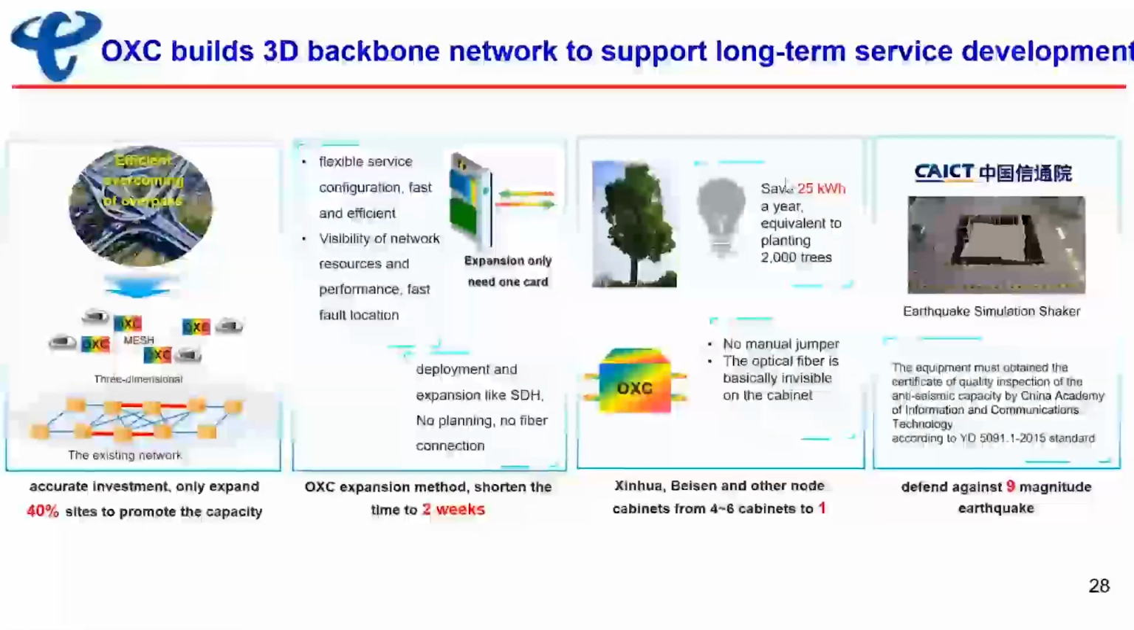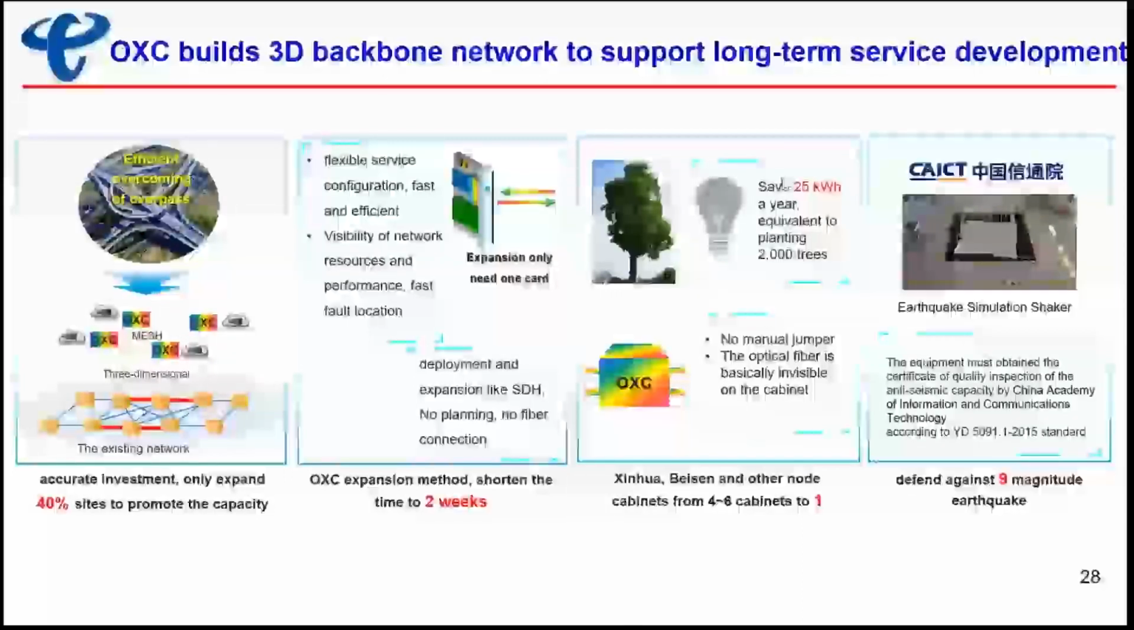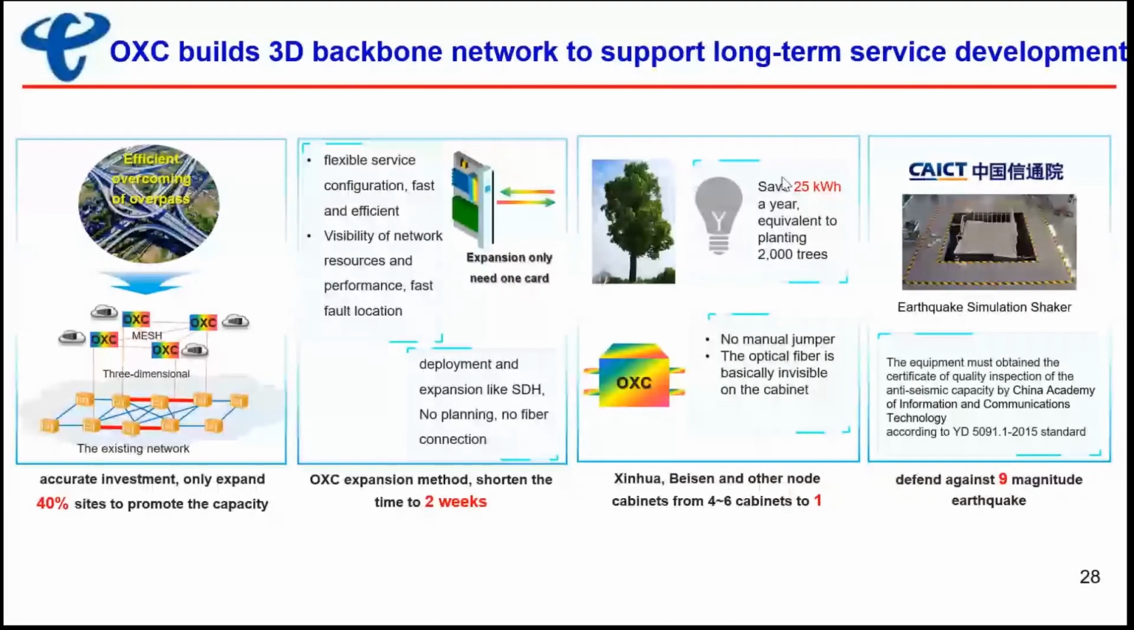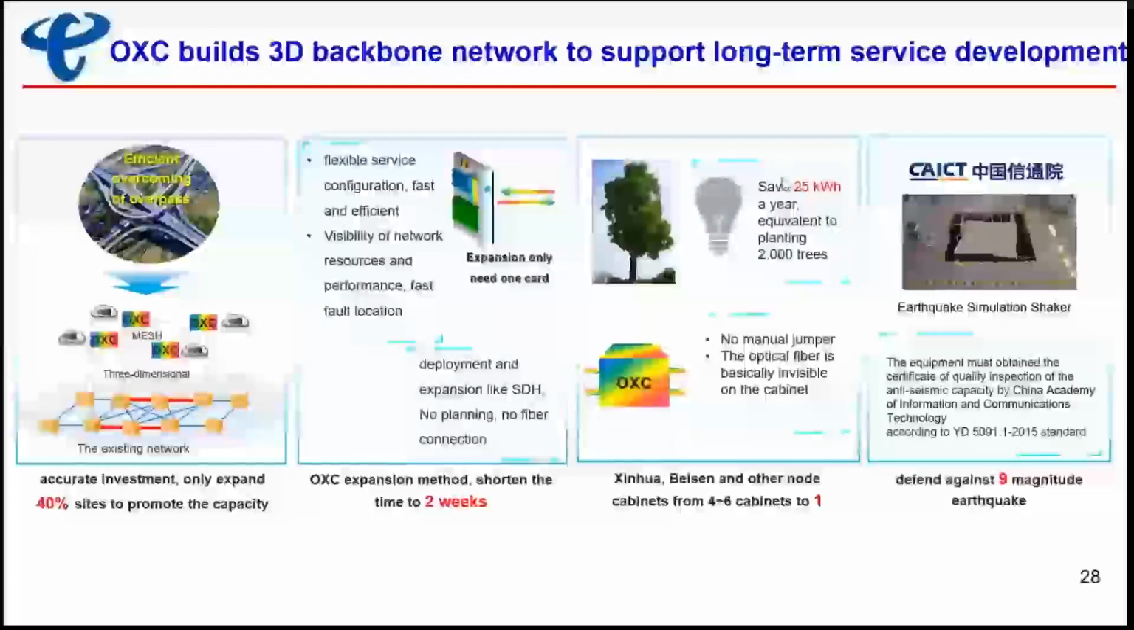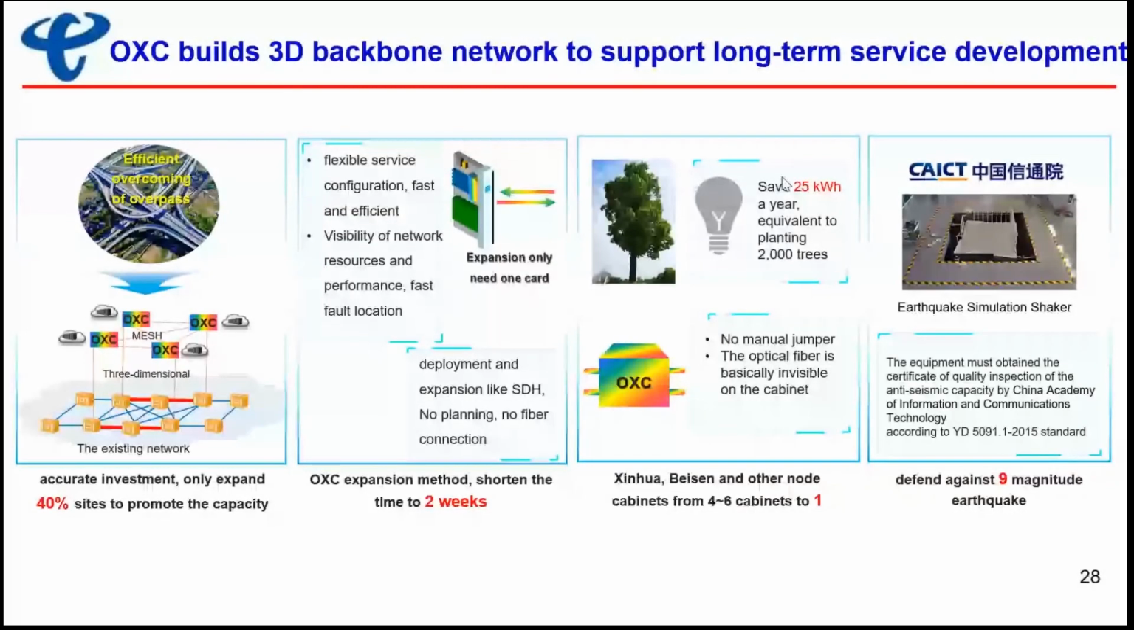In addition, the OXC solution using optical backplane technology greatly saves room space, power terminals and power consumption. We have calculated that compared with the traditional ROADM solution, the OXC solution can save 25 kilowatt hours in a year, equivalent to planting 2,000 trees. Contribute to energy saving and environmental protection in Sichuan. Of course, the OXC solution reduces the fiber connection between subracks and greatly reduces the difficulty of maintenance.